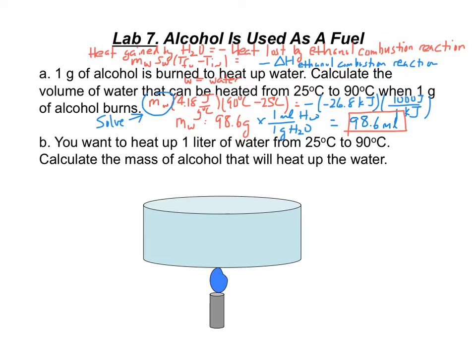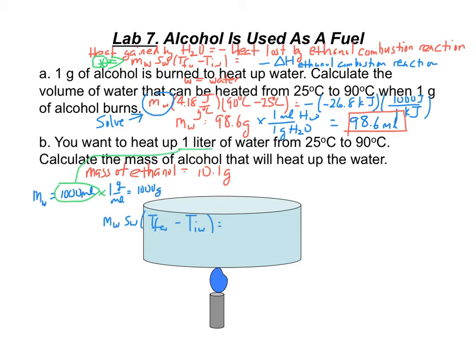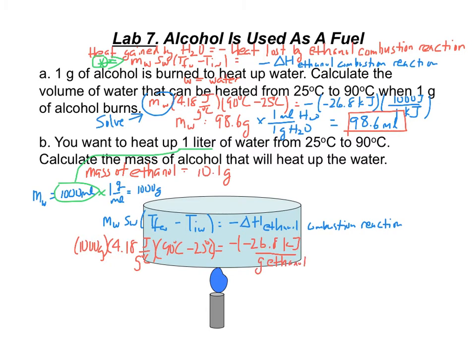Stop the video again and do part B. And the answer is, to get that mass, use this equation. Now we know the mass of water, but not the mass of ethanol. The ethanol combustion reaction releases minus 26.8 kilojoules per gram, so this is how we can set up the right side of the equation.